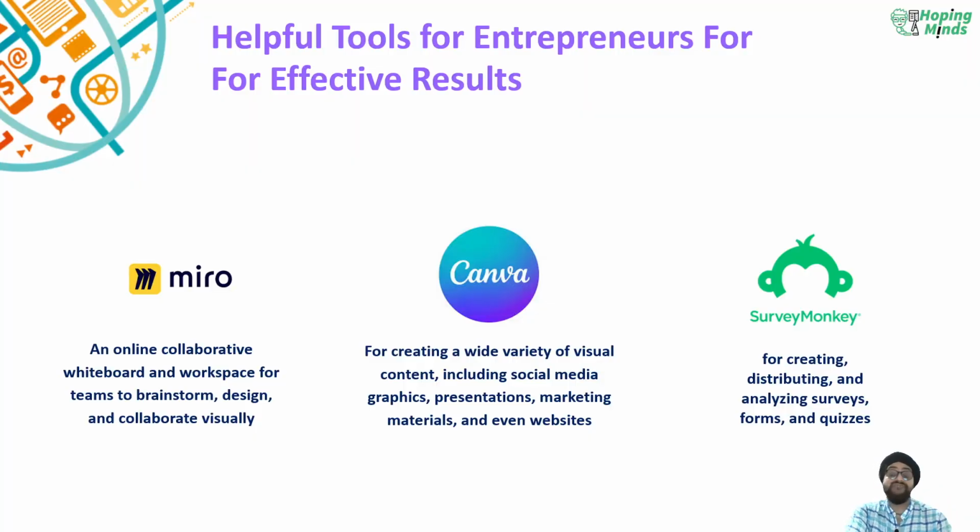And then Canva. Canva is a very useful tool. I don't know if any of you have already used it or not. I guess so, because students and working professionals both are using it these days. It's very popular and very effective. It creates a wide variety of visual content, social media graphics, presentations, marketing materials, even websites. So Canva is very, very useful. For any entrepreneur or professional or even a student, it's good to learn about these tools, good to have practical experience on them. So do it. And then SurveyMonkey, a very popular tool again for surveys.